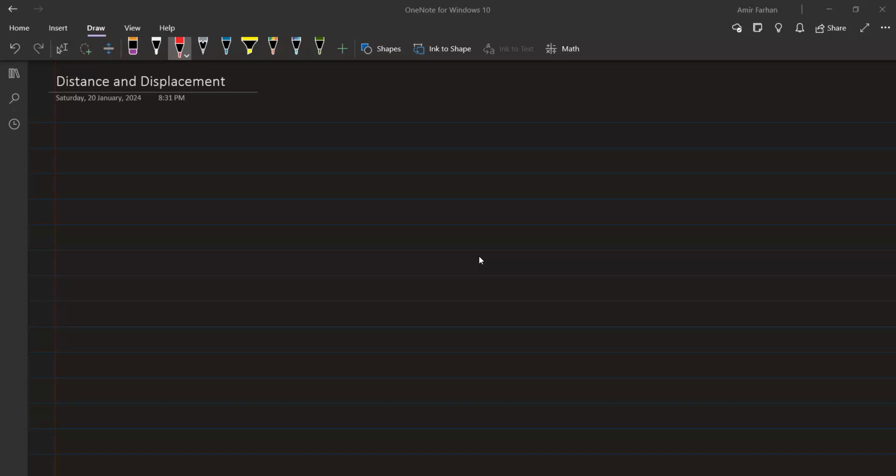This is the first class of the revision, and I'm starting with the chapter Motion. We'll be doing some basics of the motion chapter along with some numericals. The first topic is distance and displacement. Distance is the actual path traveled or covered by a body.